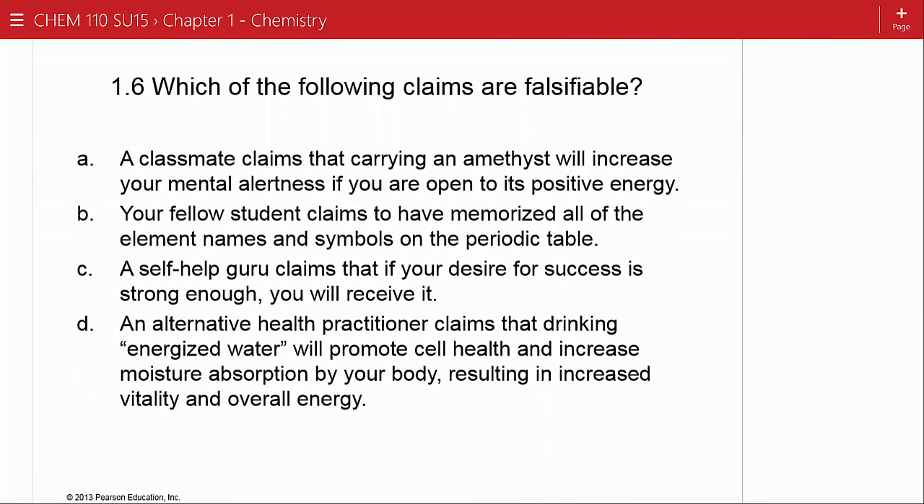Which of the following claims are falsifiable? A classmate claims that carrying an amethyst crystal will increase your mental alertness. Or your fellow student claims to have memorized all of the element names and symbols on the periodic table. Or a self-help guru claims that if your desire for success is strong enough, you will receive it. Or an alternative health practitioner claims that drinking energized water will promote cell health and increase moisture absorption by your body, resulting in increased vitality and overall energy. Which one is falsifiable?